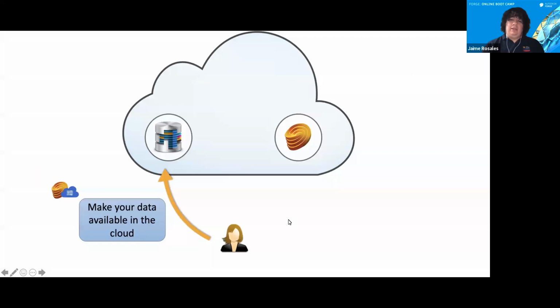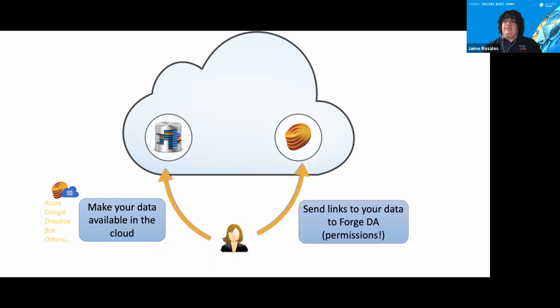Okay. So make your data available in the cloud. Like I said, it can come from different kinds of sources. It can come from BIM 360, from Azure, Google, Dropbox, AWS, whatever you prefer, something that you have available, okay? You send links to your data to Forge DA. So basically for permissions, we need some pre-signed URLs in order to send this kind of data. So in a certain way, it needs this permission availability.